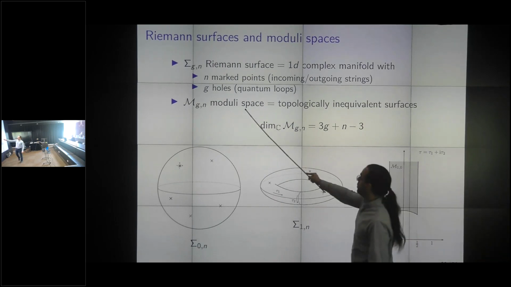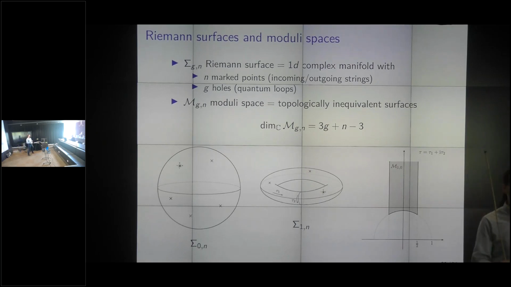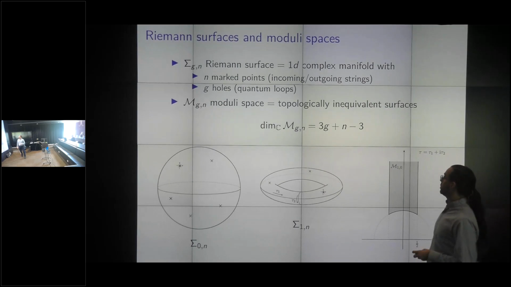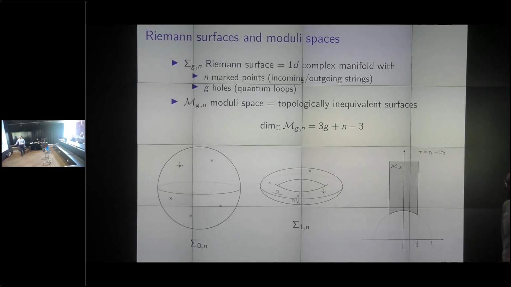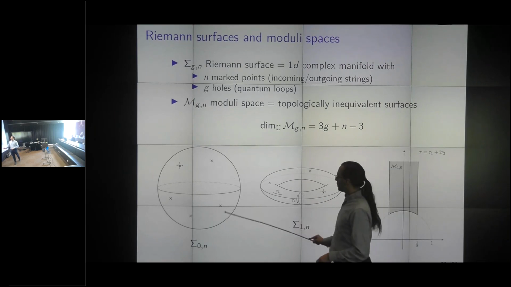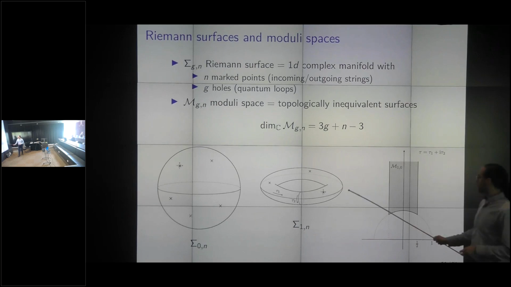Then I will have g holes. From the point of view of string theory, the holes correspond to quantum loops, like in particle physics where you have virtual particles. And the marked points correspond to incoming and outgoing strings. The simplest manifold is a sphere with n points. And here I have a torus, also with a few points.